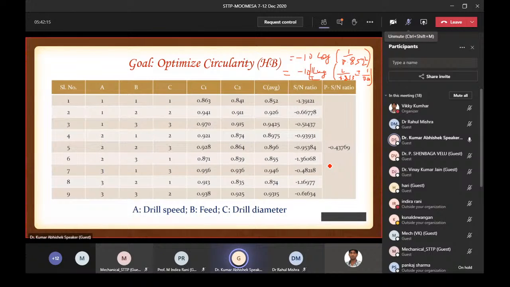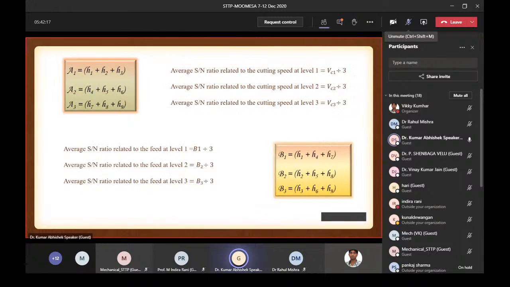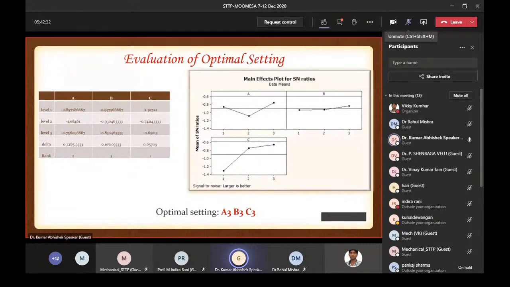दिस इज ऑल अबाउट द तागुची अप्रोच। तागुची इज यूटिलाइज्ड in order to minimize the number of the experiment, first thing, and it is also be used to find out the optimal parametric combination. It is also used for the optimization process.